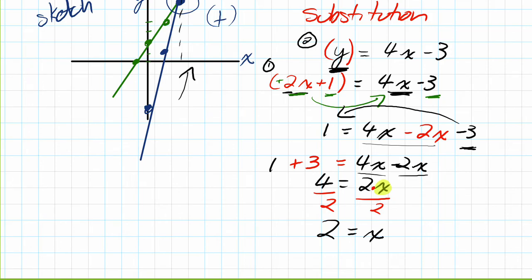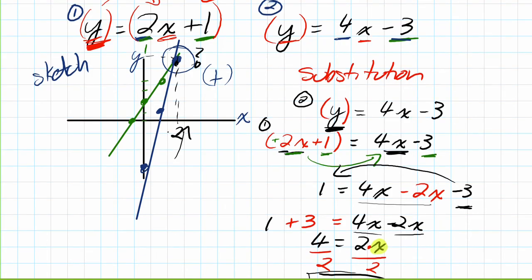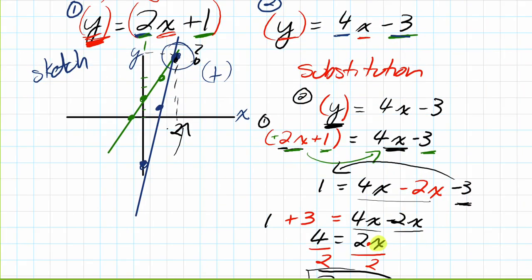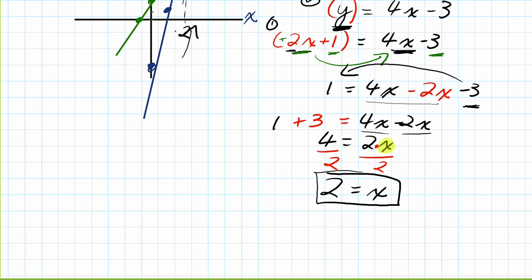That means somewhere here, when x is 2, that's where they intersect. We just don't know what the y value is at this point. So we need to substitute that back into one of the two equations. It doesn't actually matter which one. In fact, we could do it to both. Let's just choose the very first one, equation 1, which said y equals 2x plus 1.